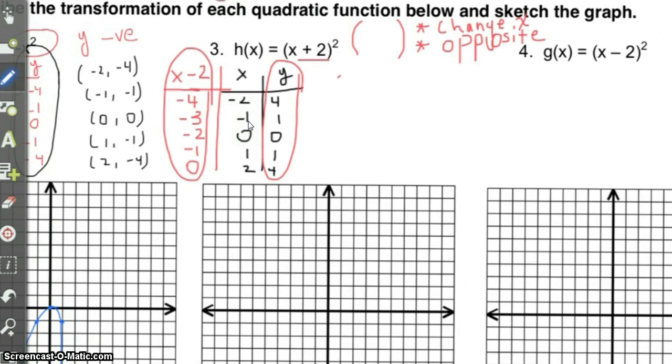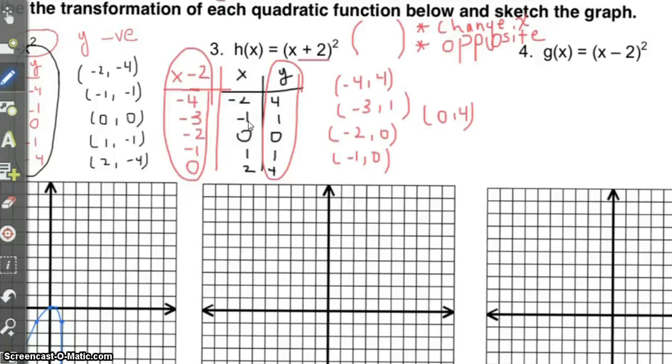My new points are negative 4, 4. Negative 3, 1. Negative 2, 0. Negative 1, 0. And 0, 4. These are my new coordinates. Let's plot them and see what graph we're gonna get. It should be the same graph we saw on the calculator.